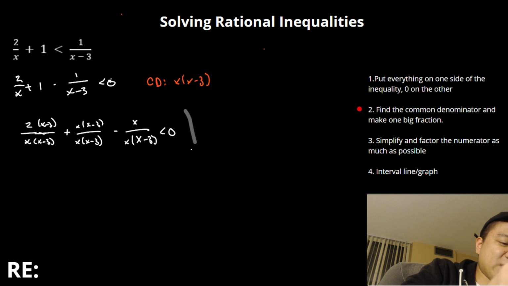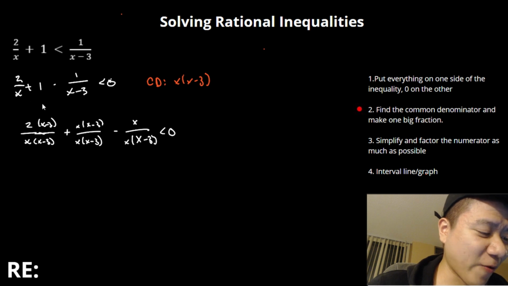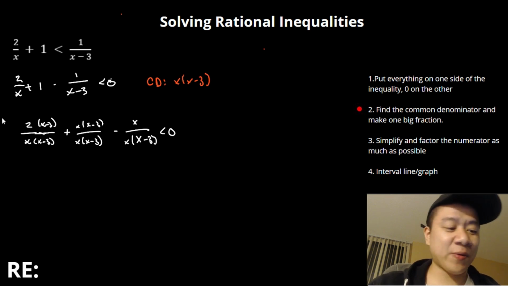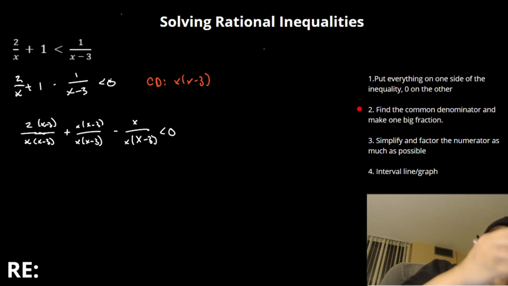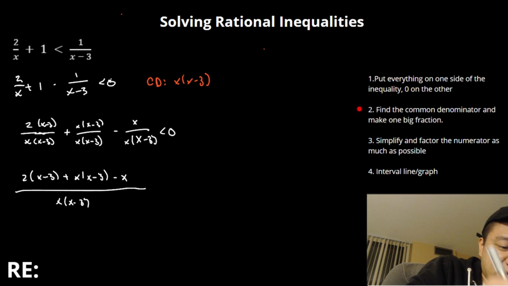Okay, so there's a reason why we did this. Now each one of these terms has the same denominator. Before we didn't, so we weren't able to add or subtract these together, but now we can, since they have the same denominator. And what we're going to get is one singular big fraction. So at the top we have 2 times x minus 3 plus x minus 3 minus x, all over x minus 3, smaller than 0.